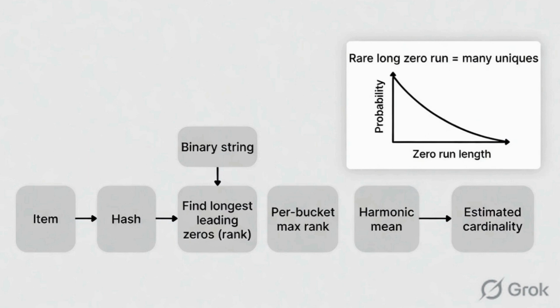Next, track the maximum rank per bucket. Hyperloglog splits the hash space into thousands of buckets to smooth out variance. Then take the harmonic mean of those max ranks across all buckets, and boom, you get a very accurate estimate of total unique cardinality. The whole thing lives in just a tiny sketch, a few kilobytes, yet it can count billions of distinct values. No storing every ID, no linear memory explosion, just clever observation of rare patterns. This is why dcount in KQL can handle planetary scale telemetry so effortlessly, pure probabilistic genius.